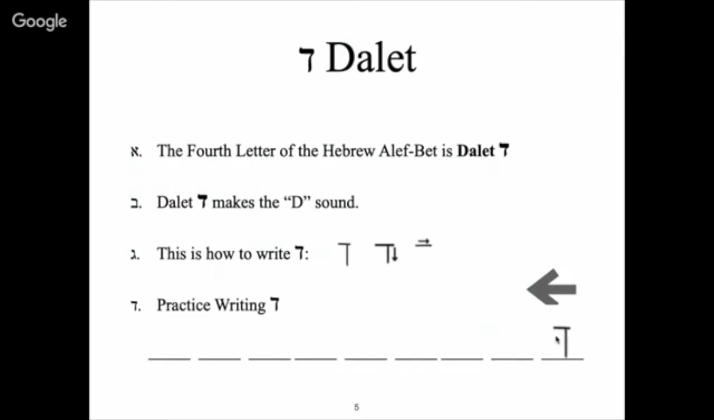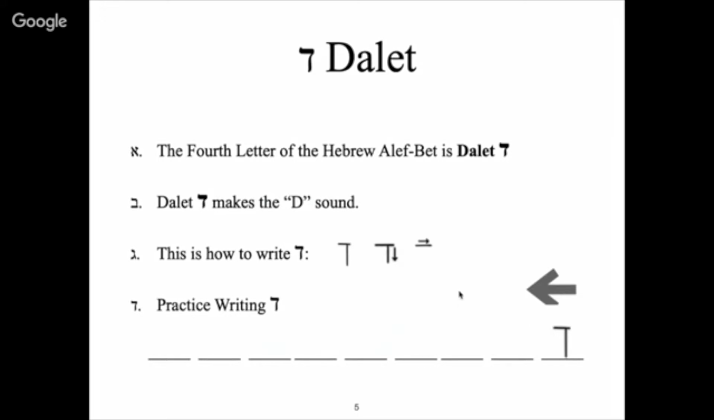because if you don't, you're making another letter. So you definitely have to make sure you have that little overhang on this Dalet, because if you don't, you're definitely making another letter. You always want to have that little overhang, just like at the bottom of the Bet. If you don't have that overhang with this Dalet, you're literally making another letter.